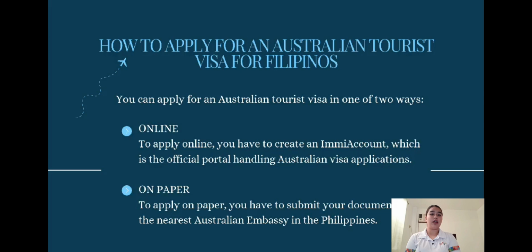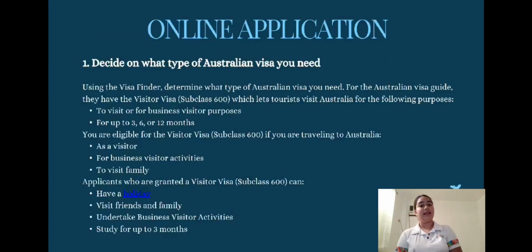You can apply for an Australian tourist visa in one of two ways, either online or on paper. To apply online, you have to create an ImmiAccount, which is the official portal handling Australian visa applications. For a paper application, you have to submit all your documents to the nearest Australian embassy in the Philippines. So let's start with the online application.